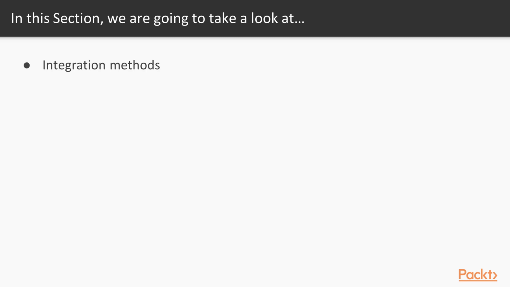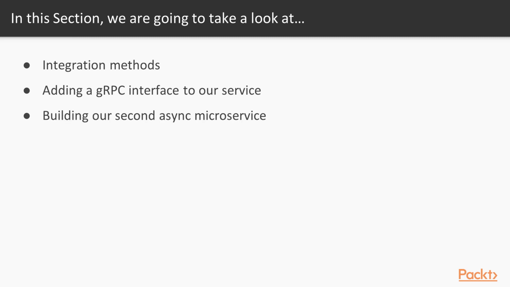We'll start by discussing what are the available methods to integrate our microservices, from high-level concepts such as communication modes to lower-level things such as libraries and frameworks. We will then demonstrate how we can use one of the presented technologies to extend our existing microservice. In the next topic, we will build another service using an asynchronous communication mode as presented before.